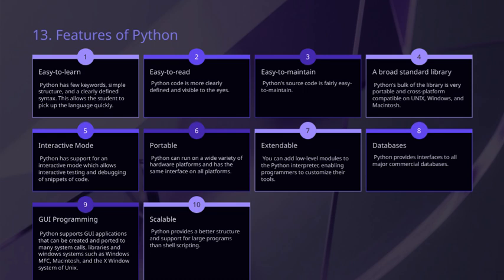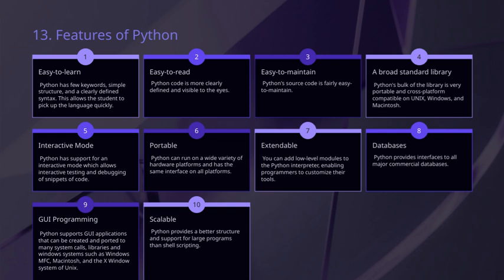First, Python provides interfaces to all major commercial databases, which means you can easily connect and work with different database systems within your Python programs. This is crucial for data-driven applications. Next, a lot of Python's standard library is designed to be very portable and cross-platform compatible. Whether you're working on Unix, Windows, or Macintosh, your code can run smoothly without needing major changes. This portability makes Python a great choice for diverse development environments.